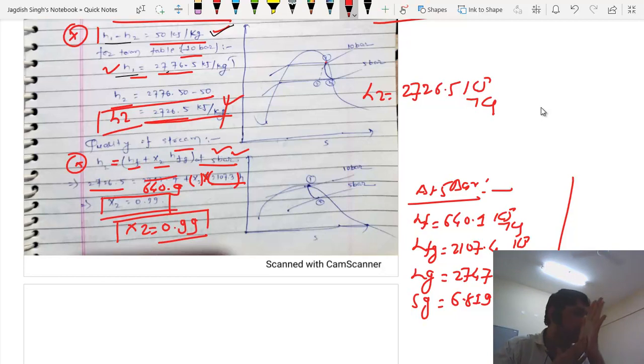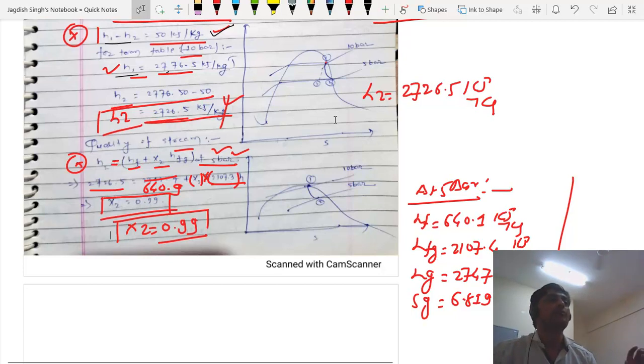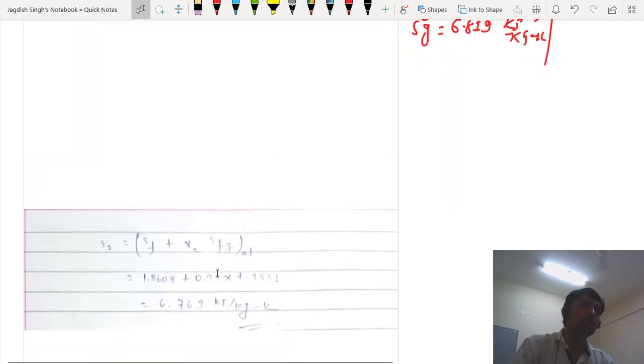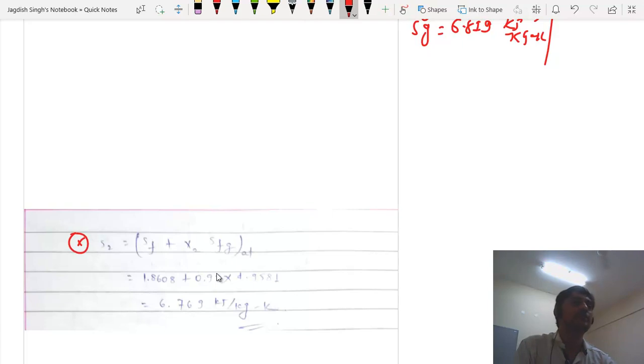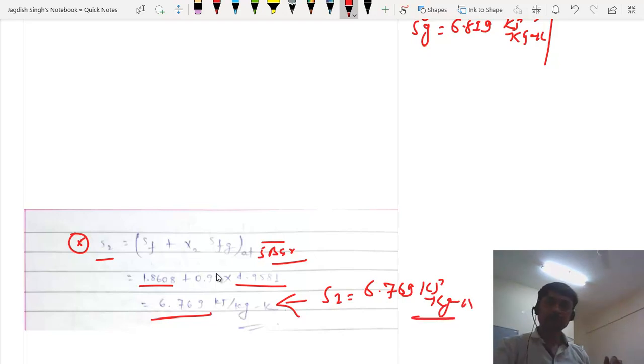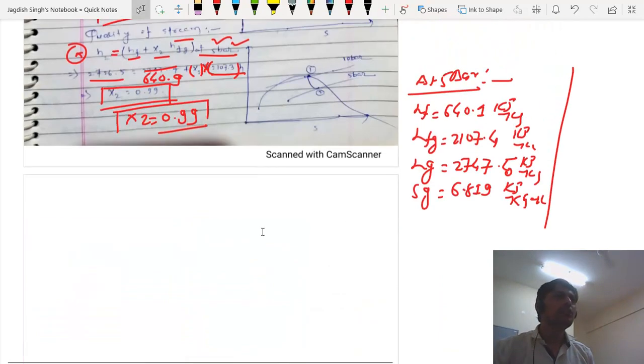During the expansion process, the steam expands from dry saturated steam at 10 bar to the wet zone at 5 bar. So at the exit of the nozzle, the wet steam has a dryness fraction of 0.99. We can also find the entropy of this steam at point 2, because this is the basic formula: s2 is equal to sf plus x2 sfg, at 5 bar. From the steam table these values are given, and from there you can calculate s2, which is 6.769 kJ per kg K. So this is the entropy at the exit of the nozzle.